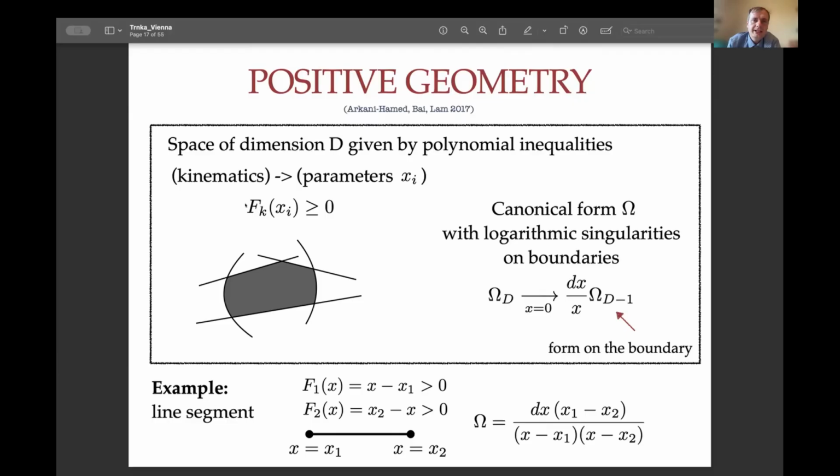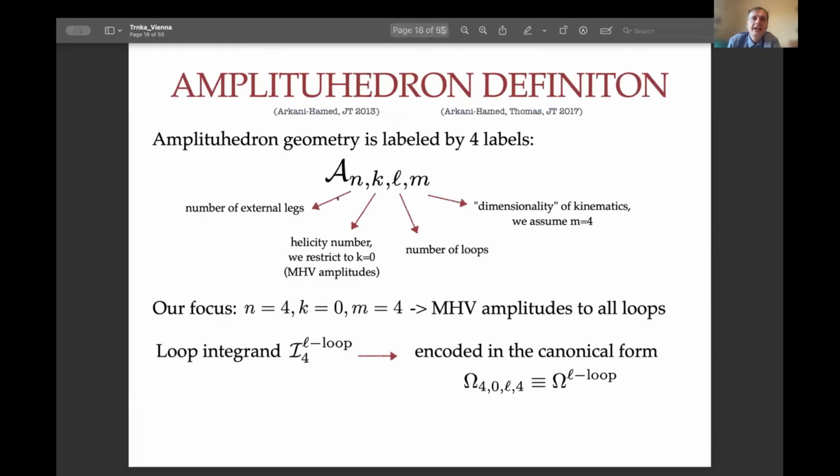But in principle, it's the same idea of mapping the kinematics into parameters, writing down the inequalities and defining the differential form, and the differential form will play the role of the loop integrand. So the Amplituhedron, the geometry, is labeled by four parameters, n, k, L, and m, which now play a role in these inequalities, but in physics, they stand for the number of external particles, n; k is the helicity number.